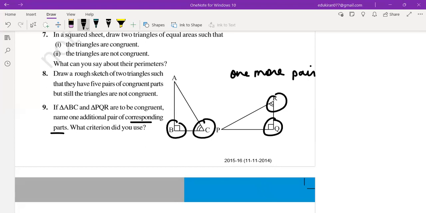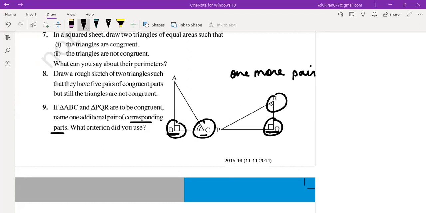Ma'am, you actually said the answer. No. I told, see, they are asking you, this has to be congruent. To be congruent means they are about to become congruent, right? This is already given in the question: angle B is equal to angle Q, angle C is equal to angle R, right? Now you have to find the third one, just by looking at the figure. Done, ma'am. Okay. So tell me, what is the third one? Anyone?